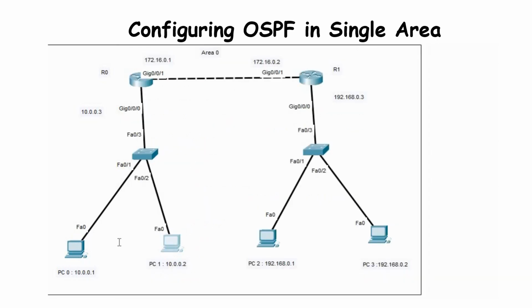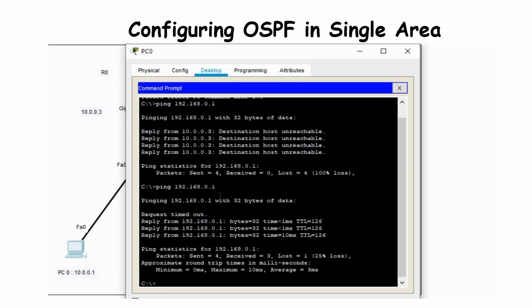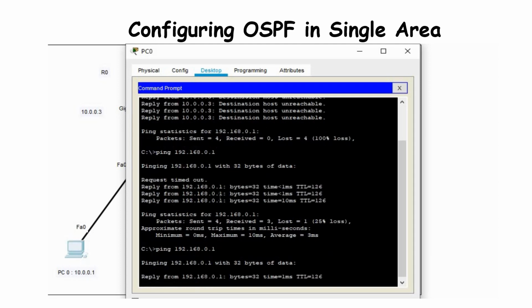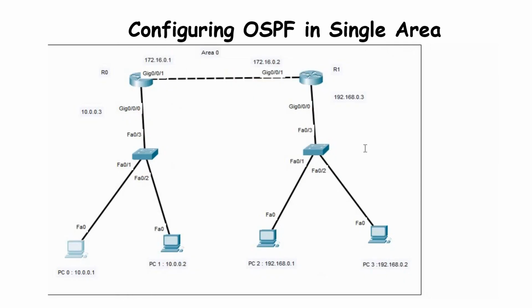Now let's go ahead and try to ping PC2 from PC0. Earlier we got destination host unreachable because we did not configure any routing protocols. Now OSPF has been configured. So let's go ahead and try to ping. The first packet will be dropped because the routers are trying to build the ARP cache, and we are getting a response back from 192. Now if we try to ping again, we won't get the request timeout. So this is how OSPF is configured in a single area network.